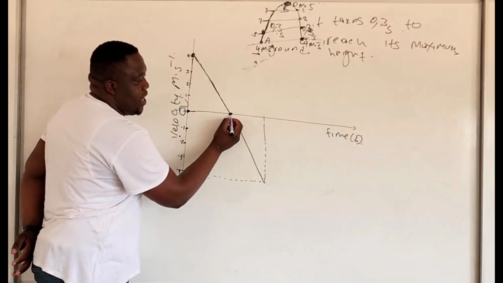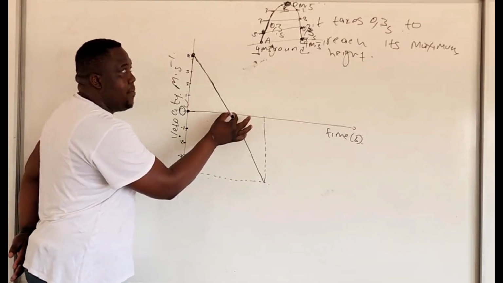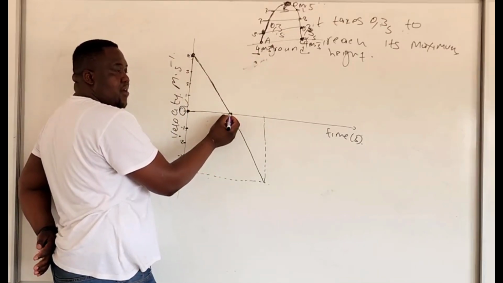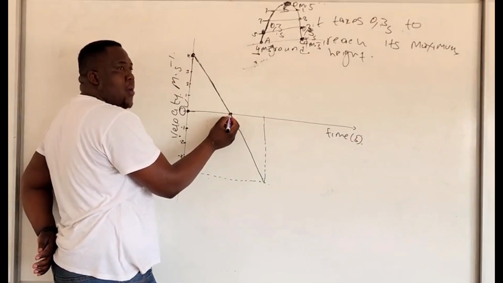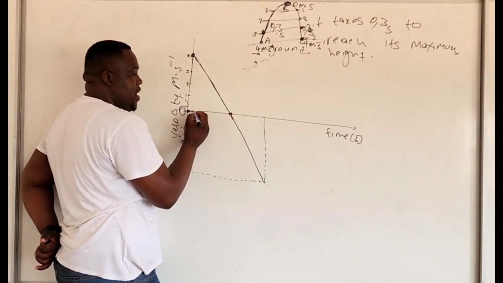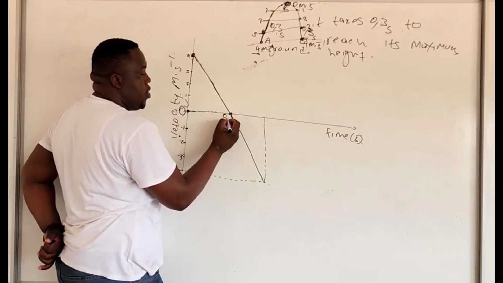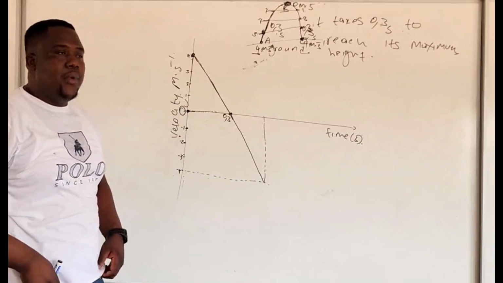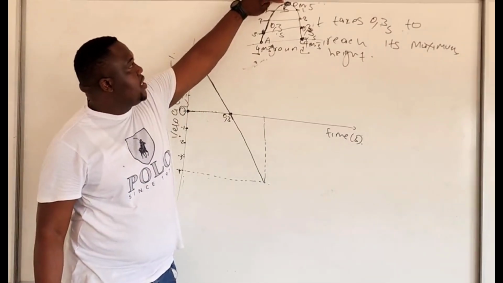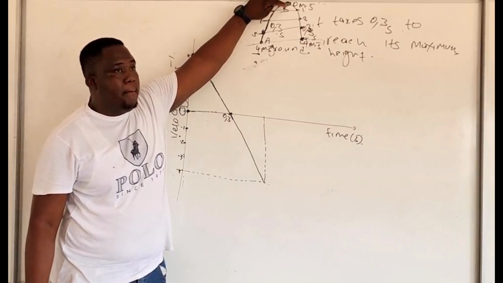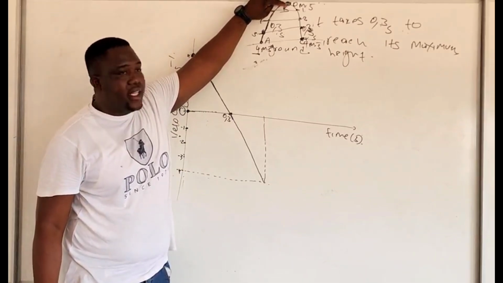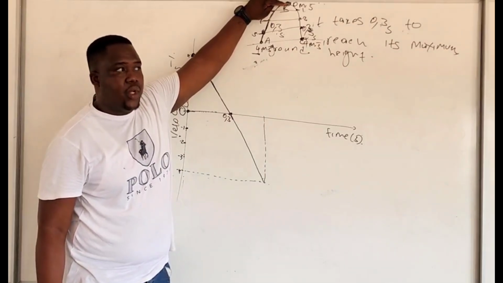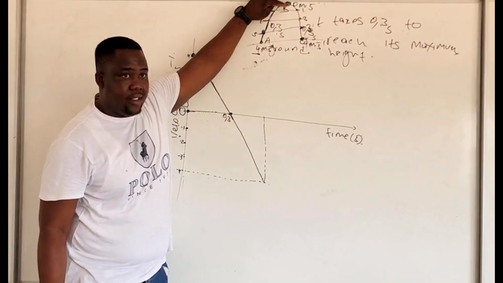You see at maximum height, this is a maximum height. Why am I saying it's a maximum height? It's because at maximum height, velocity is 0. It means this is the maximum height and velocity is 0. So how many seconds did it take? It took 0.3 seconds to reach its maximum height. I hope you are understanding. It took only 0.3 seconds to reach the maximum height.